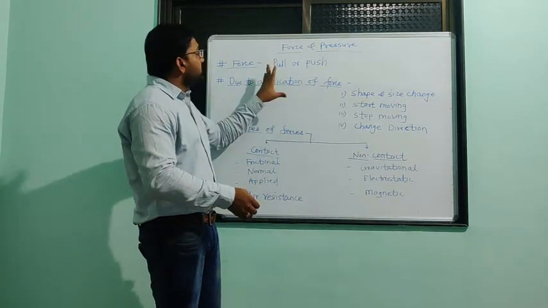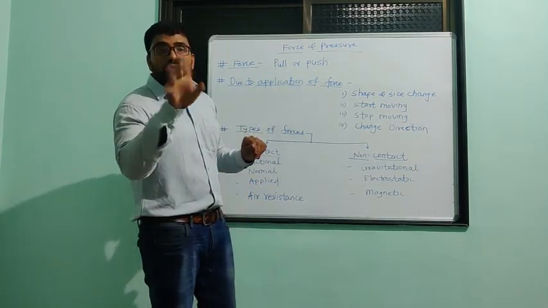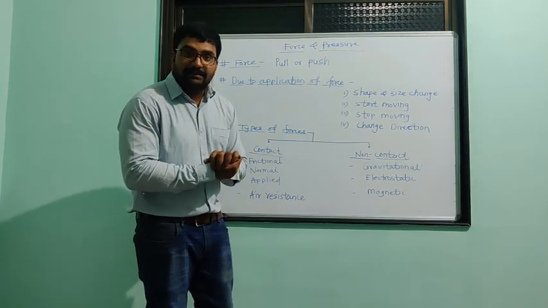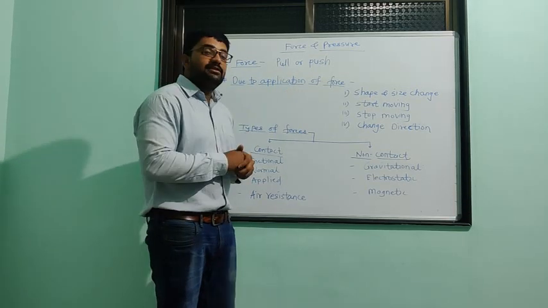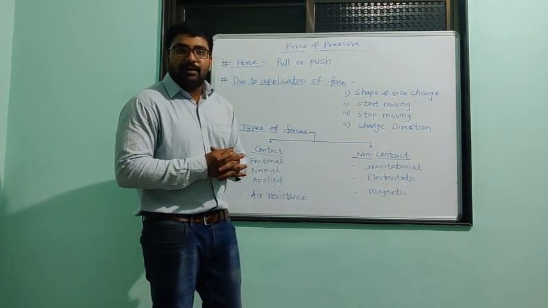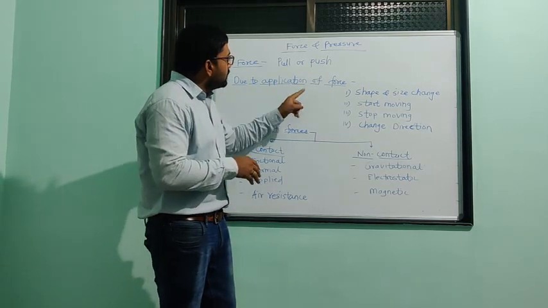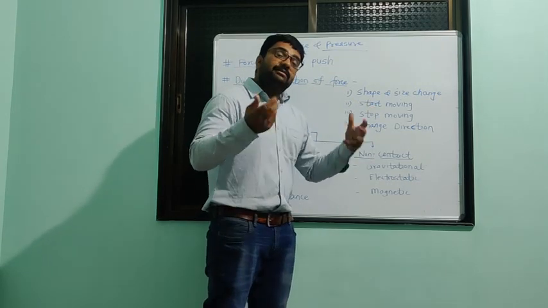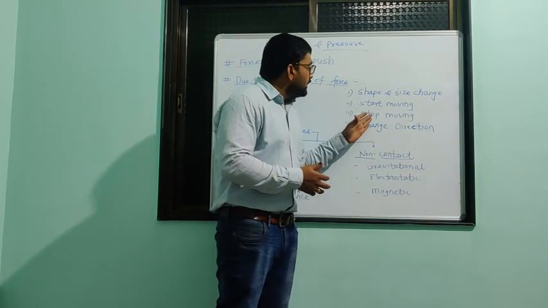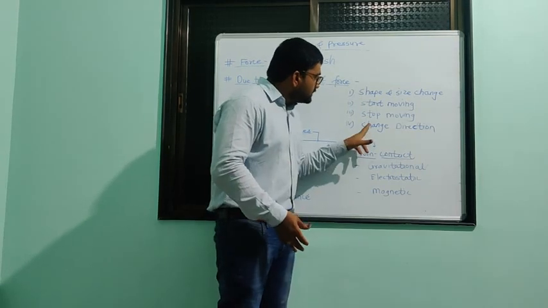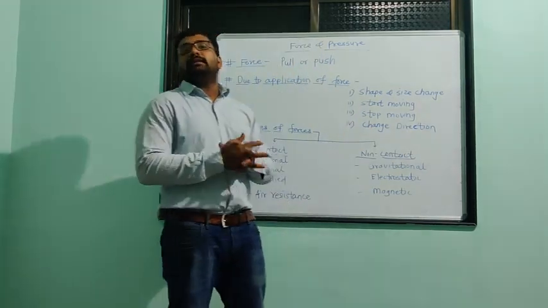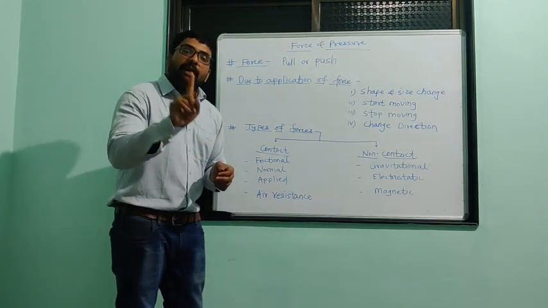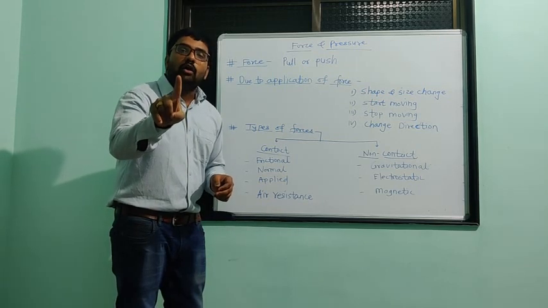So look, force is simply what? Pull or push. Due to that, motion in an object takes place. Next, due to the application of force, what changes take place in an object? Shape and size may be changed. An object may start moving, or stop moving, or a change in direction of an object takes place. Such changes may take place due to the application of force on an object.